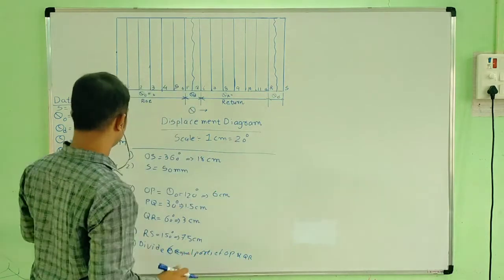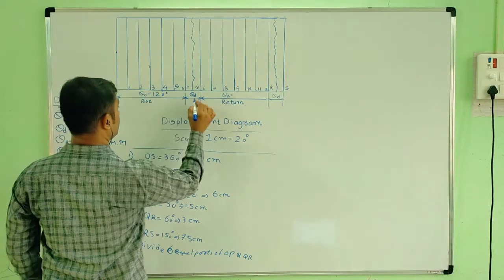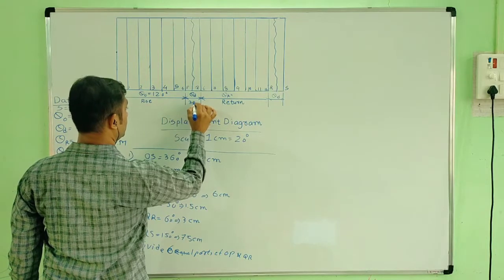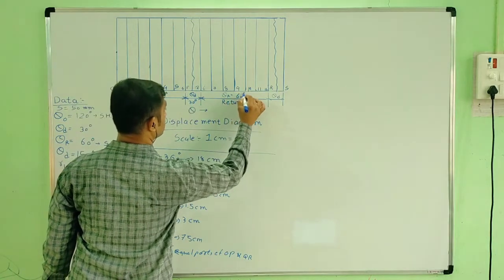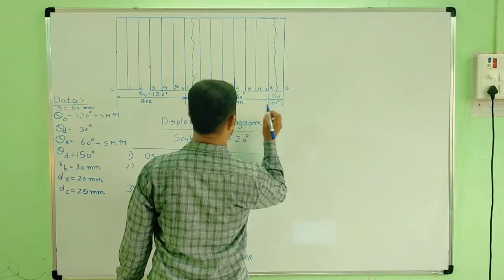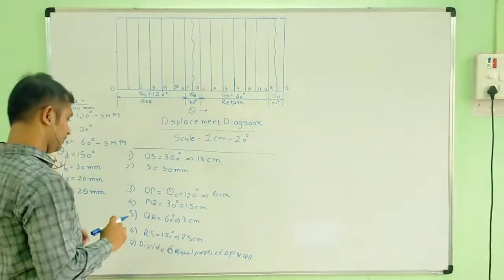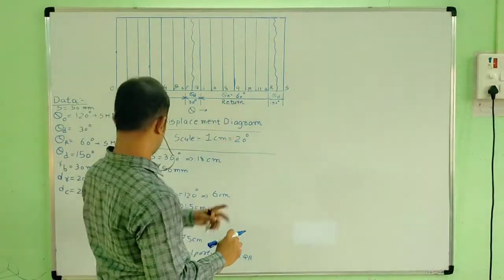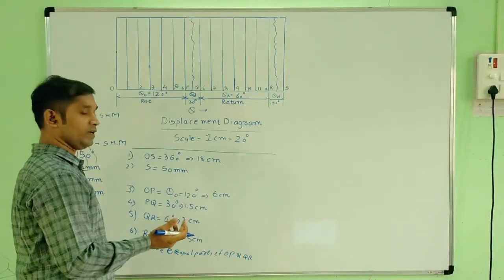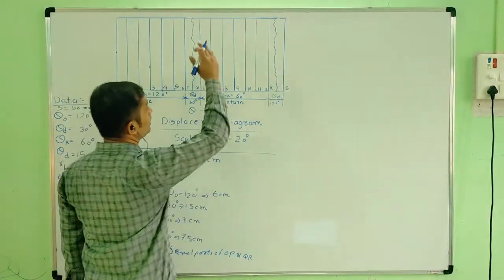Theta O, so it's 120 degrees, 6 centimeters. Theta D, it's 30 degrees. Theta return is 60 degrees. Okay, and theta D is 150 degrees. Then you have 6 equal parts, 3 centimeters. So 0.5, 0.5, 0.5, 0.5, 6 times you have to draw that vertical line.